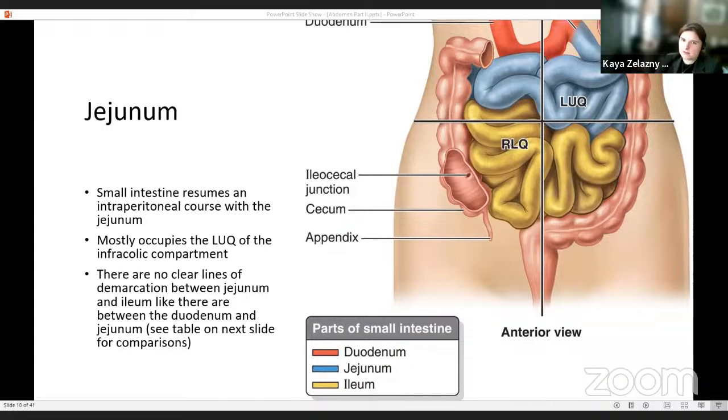But you're not going to be looking for any specific landmark. Unfortunately, there's not a clear ligament to use as a dividing line. So the next table is going to have some comparisons, some things that tend to differ, but this is going to be a bit of a gradation. One of the things we can see is position, not an exact dividing line, right? But we can see ileum in the right lower quadrant, a bit in the left lower quadrant, most of the jejunum up here in the left upper quadrant.